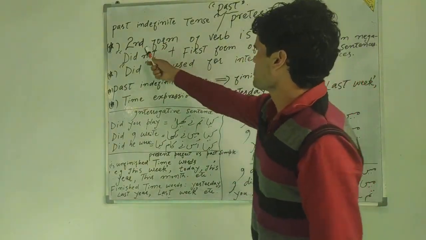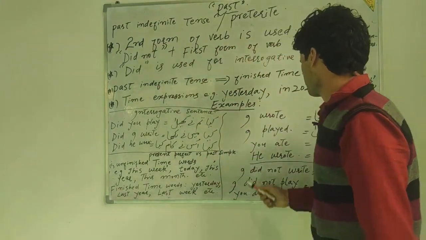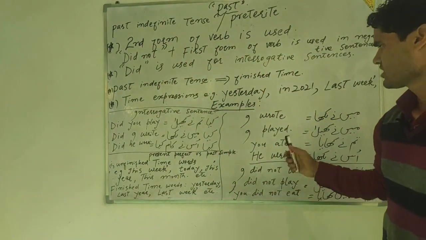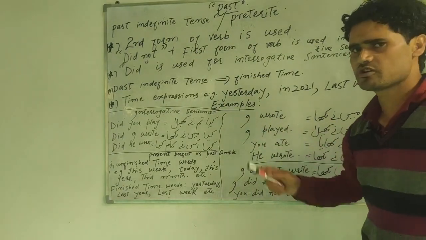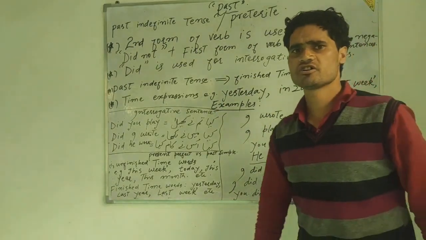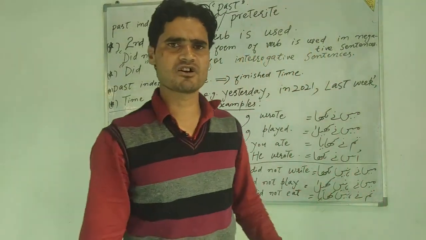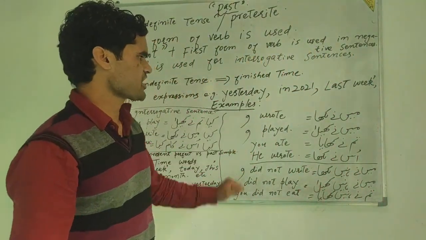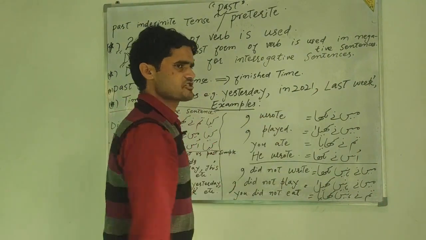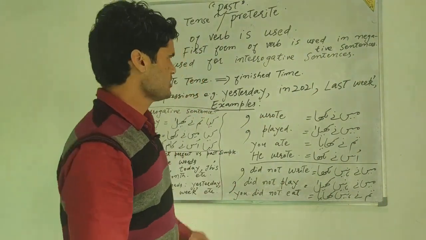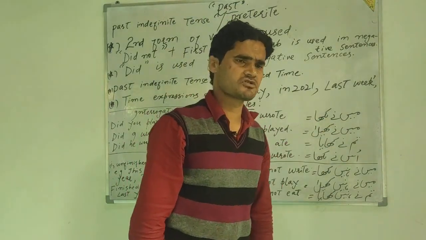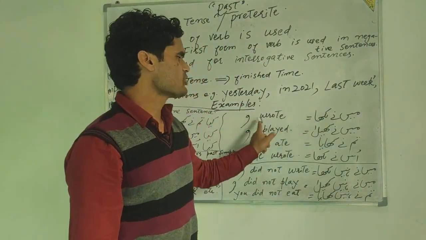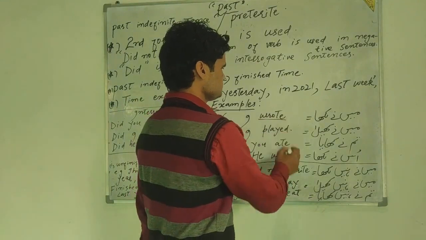Here, I have already told you the second form of verb is used. मैंने लिखा. If we say it in Urdu, मैंने लिखा. I wrote, because write, wrote, written. Write is the first form of the verb, wrote is the second form, and written is the third form. I have already told you that in this tense the second form of verb is used. मैंने लिखा, I wrote. Here it is the second form of verb.